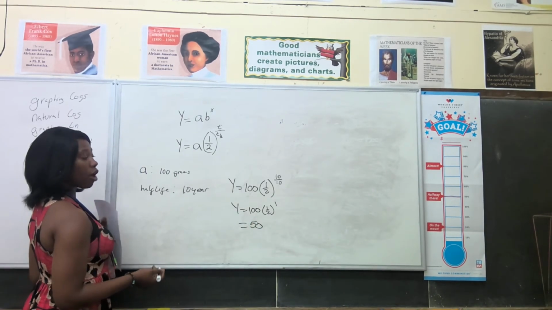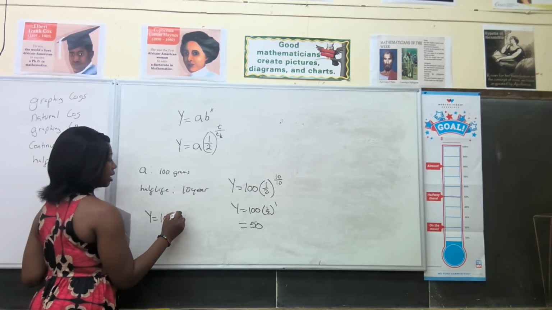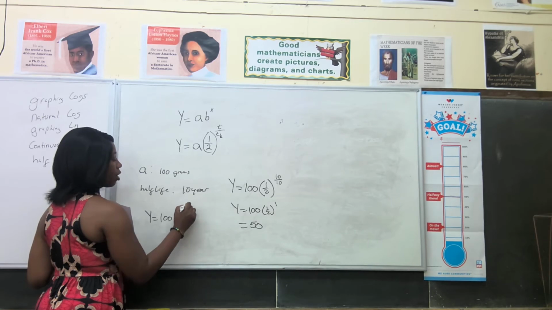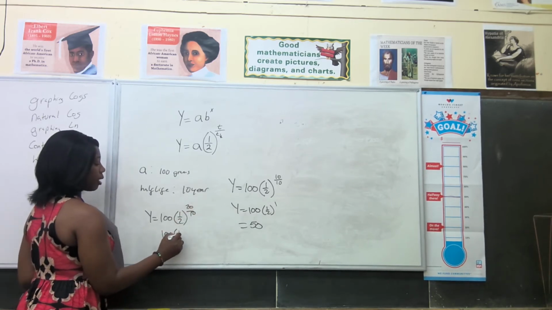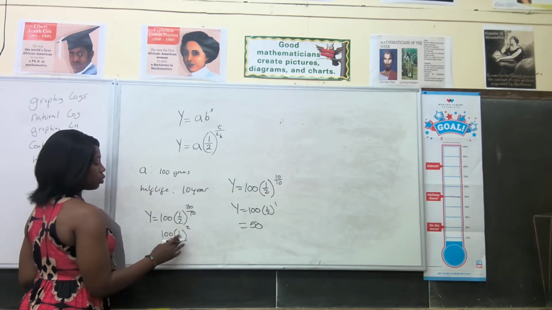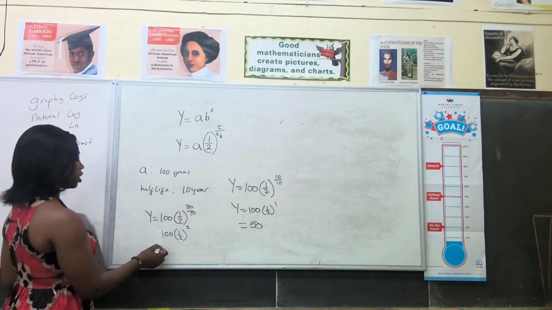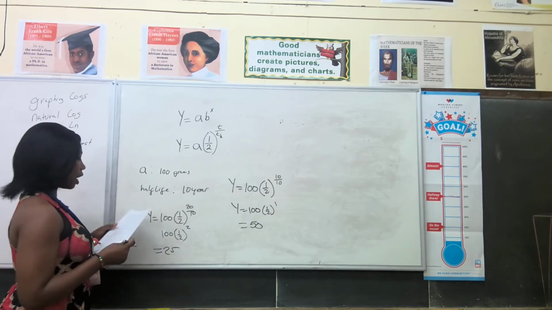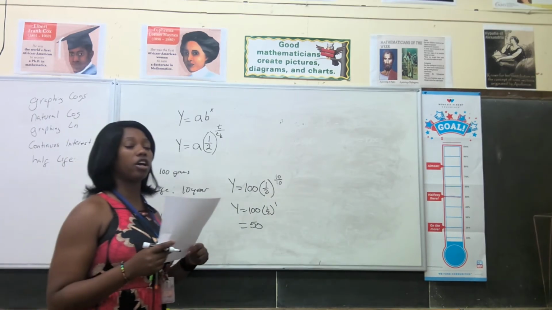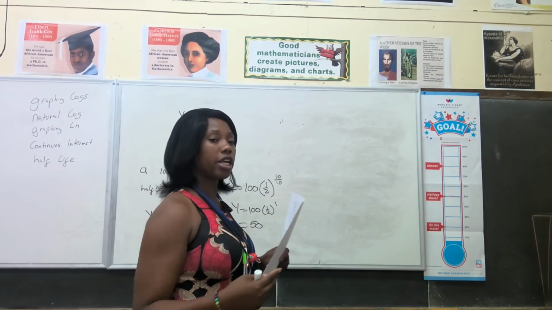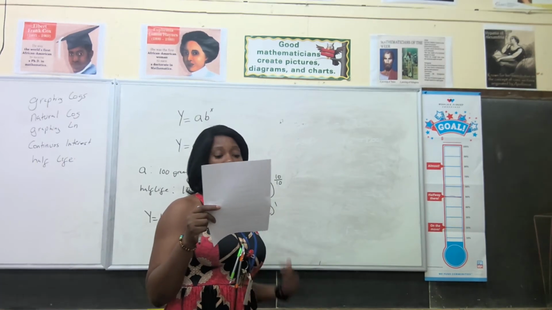And then if we did it for after 20 years, y is going to be 100 times half raised to the power of 20 over 10, which is just 2. One half raised to the power of 2 is 1/4, and 1/4 of 100 is 25. So that's how to think about it conceptually. How many half-lives will occur in 40 years? Well, in 40 years, you will have 4 half-lives occur because the half-life is every 10 years.